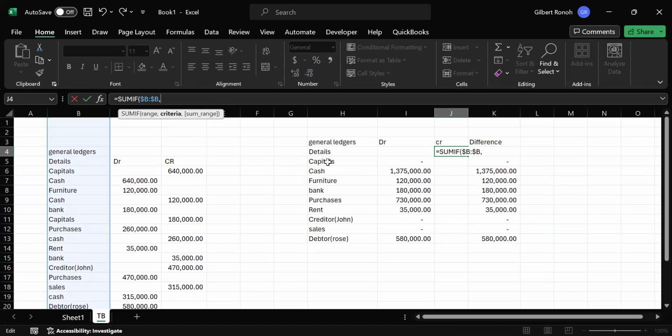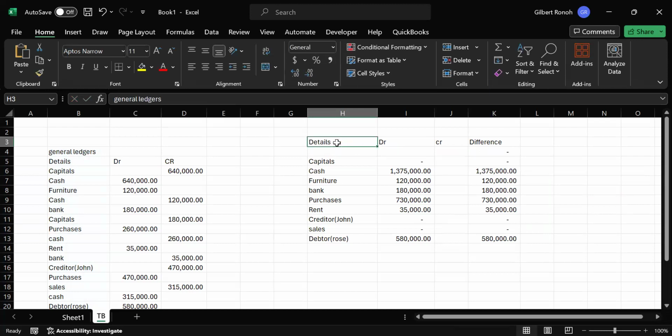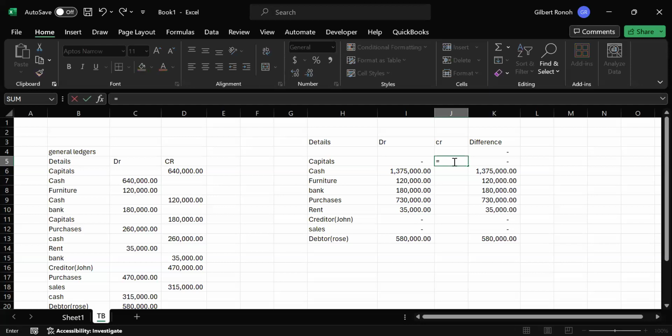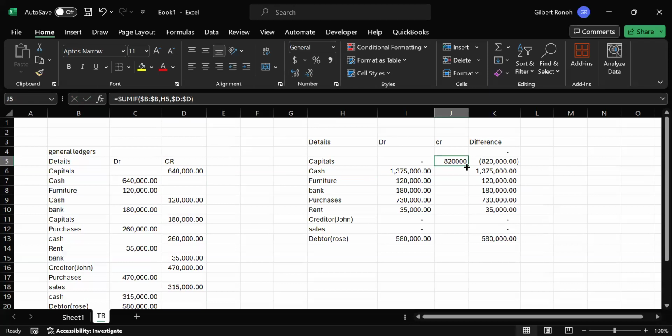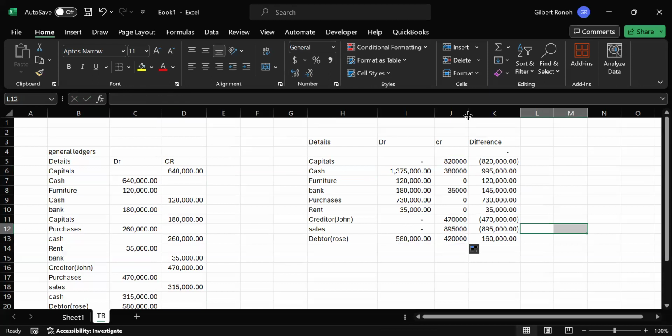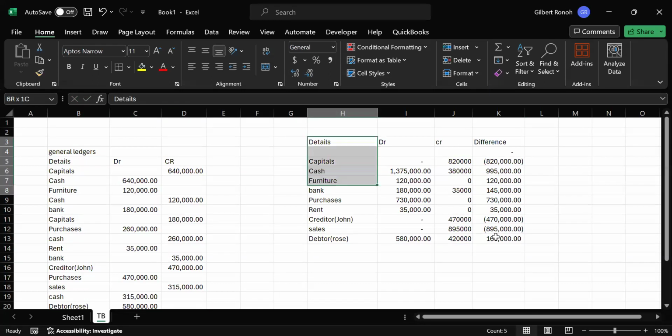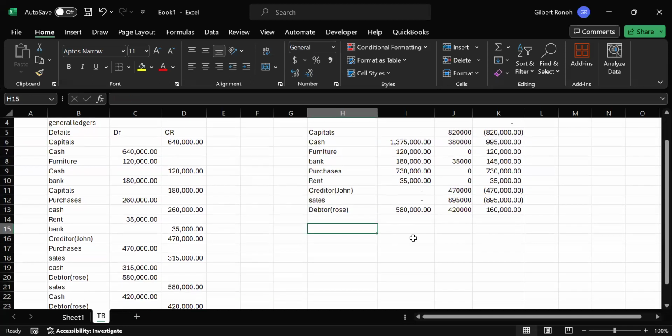I think I should delete this detail, or I can copy this, so that I don't get confused. So I can say SUMIF, that B, I lock that, comma, get the capital, comma. Now in this case, I'm summing credit, which is this, and then I close the bracket, enter. So I'm getting that, and I drag it downward. Now, this is not a trial balance. I'm trying to get the trial balance.